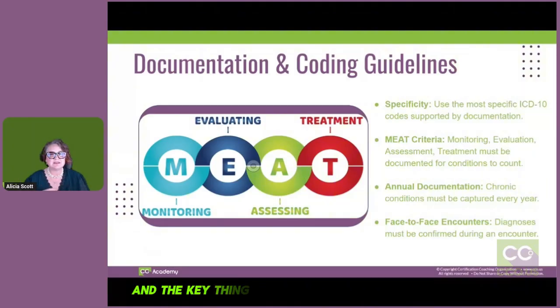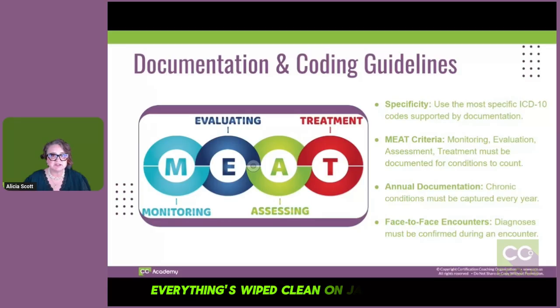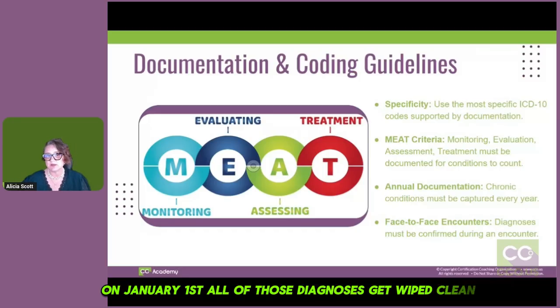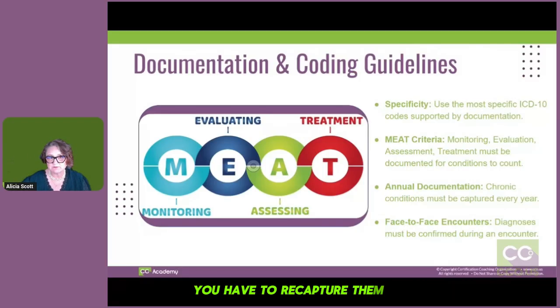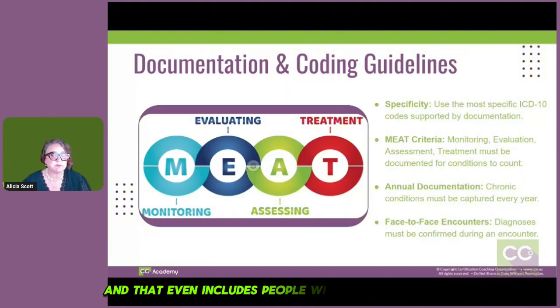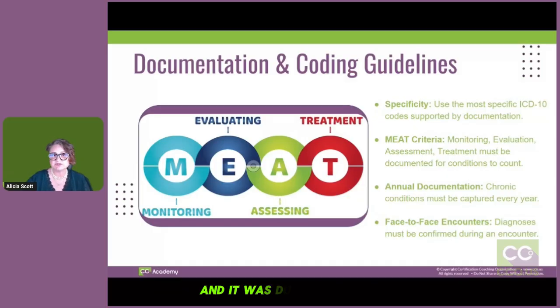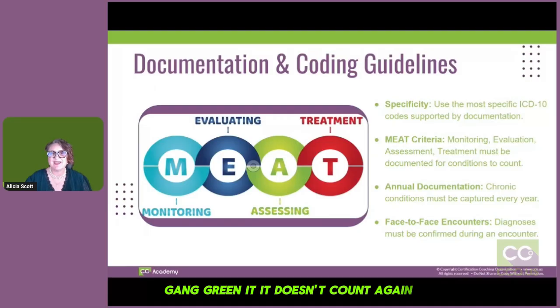And the key thing about risk adjustment is everything's wiped clean on January 1st. So let's say you have a patient that has all the diagnoses that we looked at on that last slide. On January 1st, all of those diagnoses get wiped clean. You have to recapture them. And that even includes people with an amputation. They have a below the knee amputation and it was due to diabetes, gangrene. It doesn't count. Again, the guy's leg grew back as far as CMS is concerned.